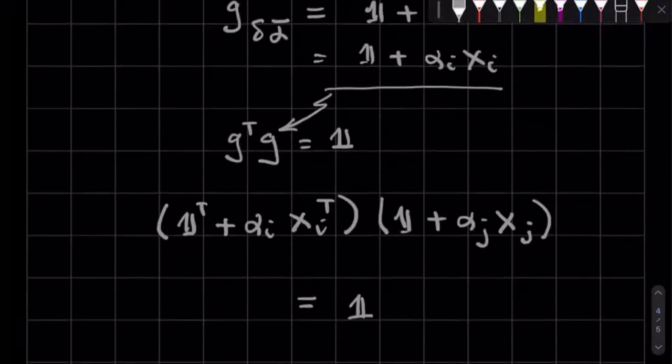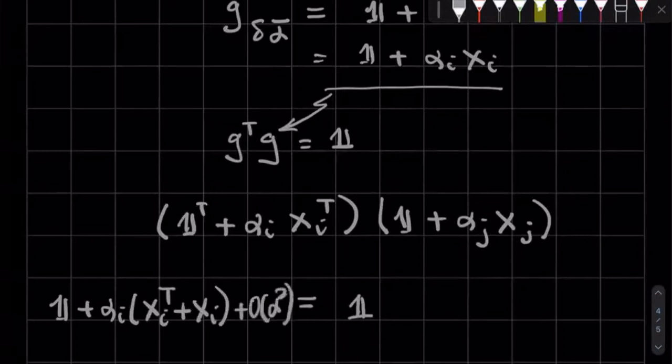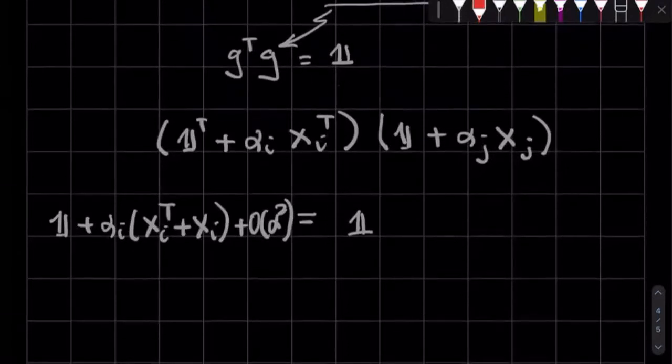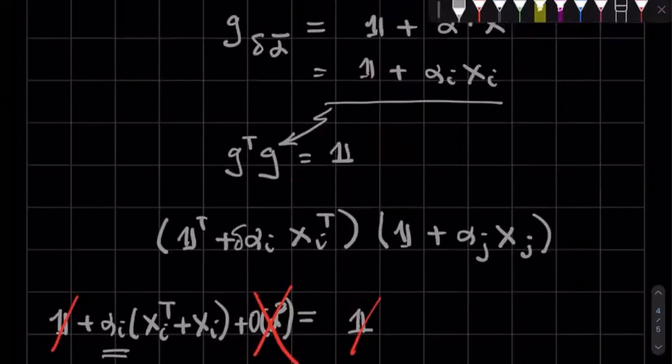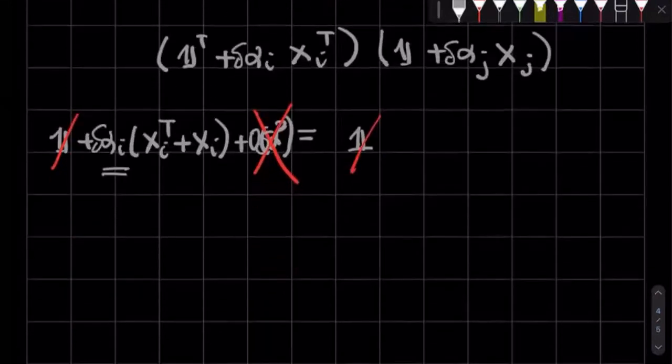So now if I expand both sides, well, the right side, nothing to expand. So we expand and keep to order alpha. Then the left-hand side, I have 1, and then I have alpha I, xi transpose plus xi, and then order alpha squared terms. And we are going to ignore that. So then this cancels out. This we don't need. And alpha i's are arbitrary. They're small but arbitrary. So I should probably have written delta here. Delta, delta, and delta.